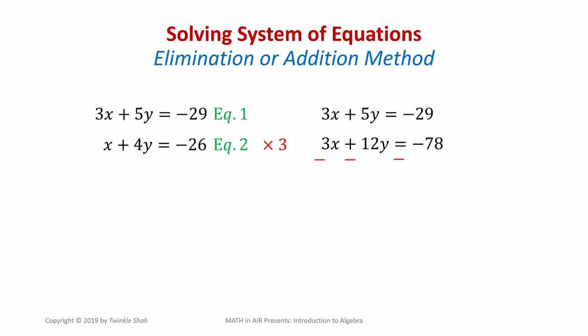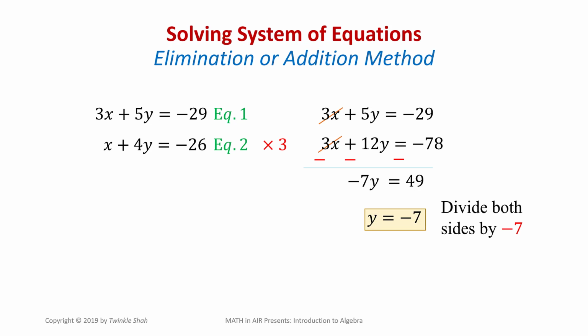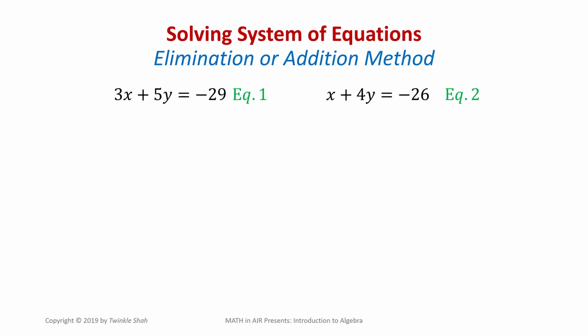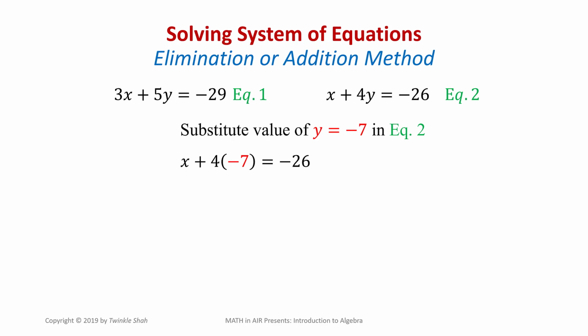Now perform the subtraction. Here positive 3x and positive 3x cancel out themselves. Therefore we have negative 7y is equal to 49. Divide by negative 7 on both sides of this equation. Therefore we get y is equal to negative 7. Now let's find the variable x. Back substitute the value y is equal to negative 7 in equation 2. Therefore we get x plus 4 times negative 7 is equal to negative 26.